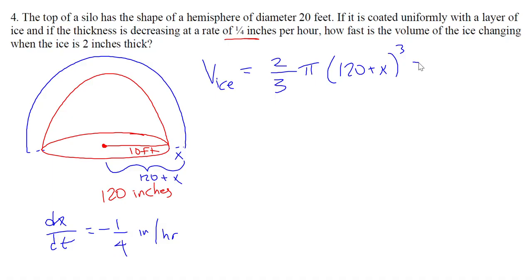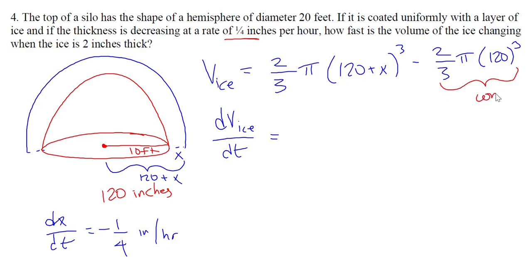And then we have to subtract from that the volume of the inner hemisphere, which is just going to be 2/3 pi times 120 cubed. And the nice thing about this is I don't even care about simplifying out that 120 cubed and the 2/3 pi times that, because all we're going to do is take a derivative here, right? We're going to do dV sub ice dt is equal to the derivative of this function with respect to t. Well, this over here is a constant, right? So when I take its derivative with respect to any variable, it just goes away.